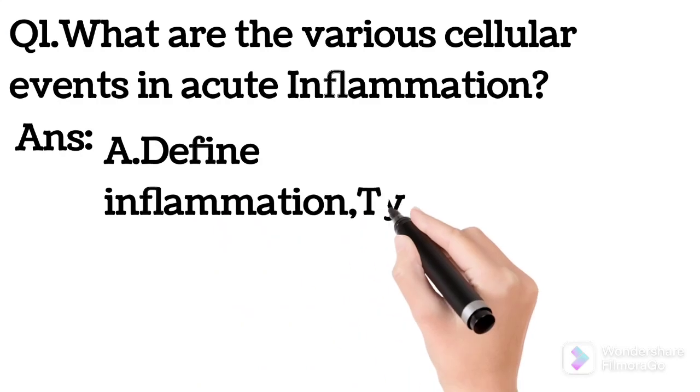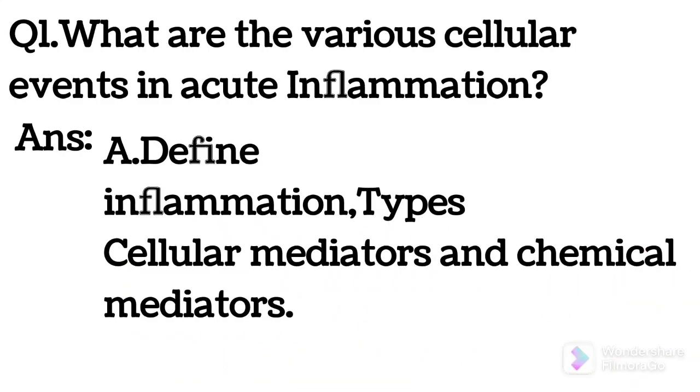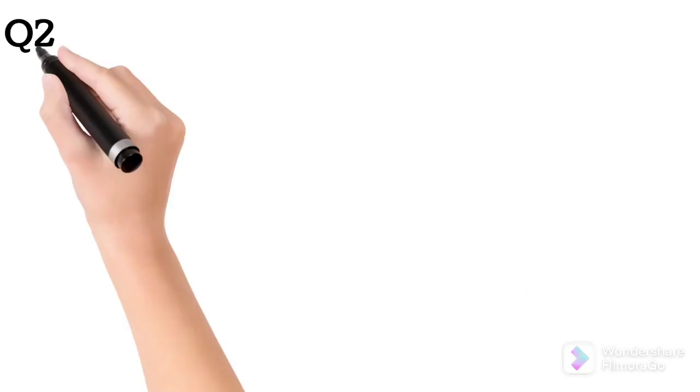Clear? The first question is: what are the vascular and cellular events in acute inflammation? Very simple question. This question is fixed for your examination. Here, first you have to define inflammation. Then write the types of inflammation, like acute and chronic, then cellular mediators and chemical mediators. This is the pattern we should follow. If you follow this pattern, you will definitely get 3 to 4 marks out of 5.